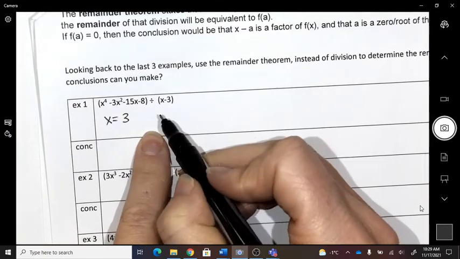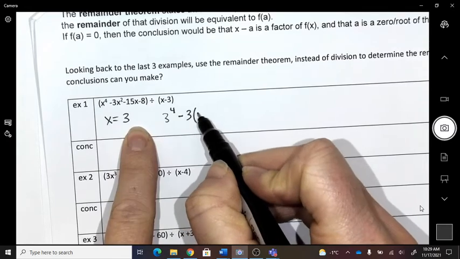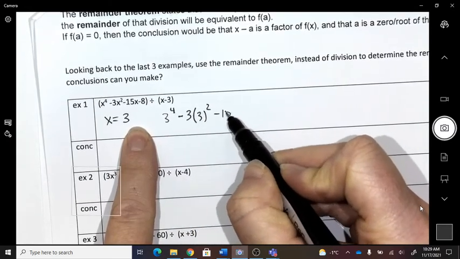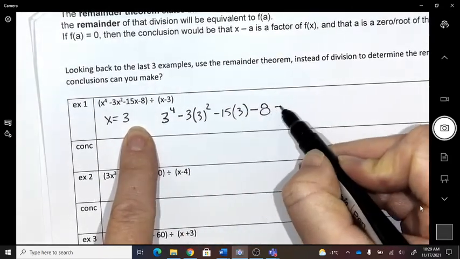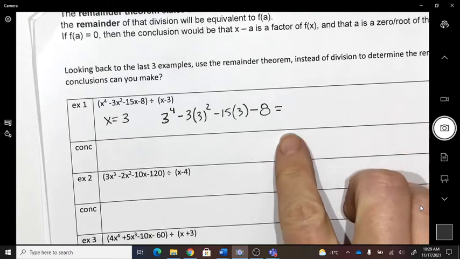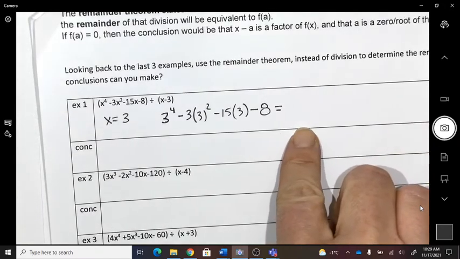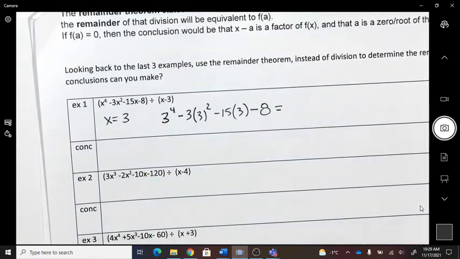Okay, so here I go. 3 to the 4th minus 3 times 3 squared minus 15 times 3 minus 8. So the remainder theorem says if this value is 0, it's an x-intercept, which means this is a factor. Okay, so see what you can come up with there. I want to basically know if it's 0 or not 0.